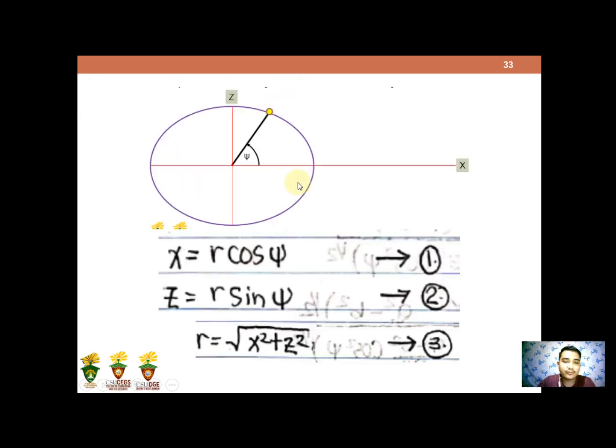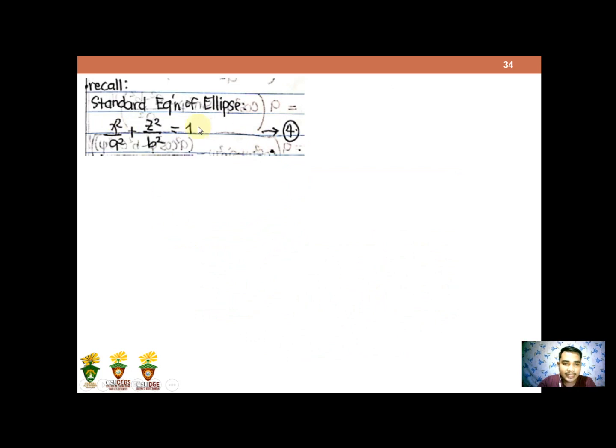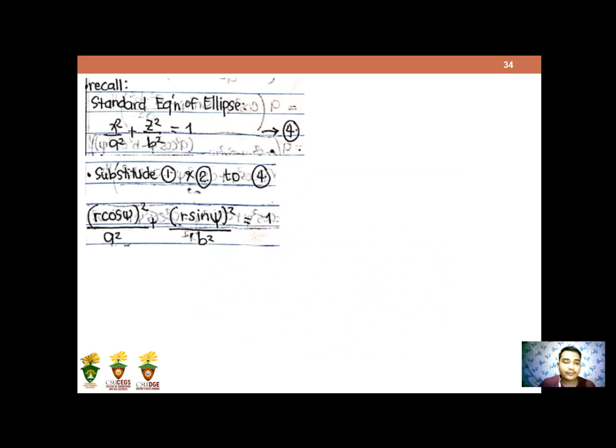So next step is we are going to substitute equations 1 and 2 into equation 4. Where are equations 1 and 2? Equation 1 and equation 2, x and z, are substituted into equation 4, the standard equation of an ellipse. So if we substitute, it takes this form: r cosine geocentric latitude squared over a squared plus r sine geocentric latitude squared over b squared is equal to 1.